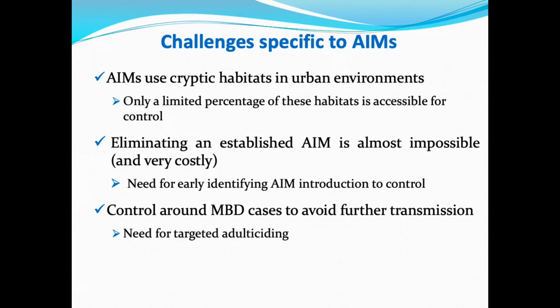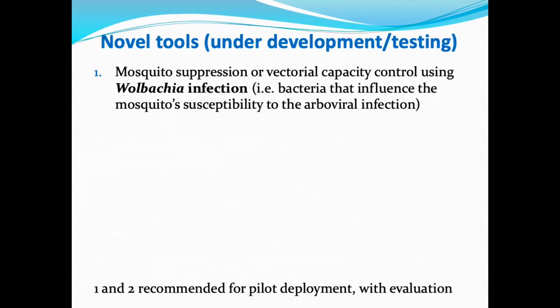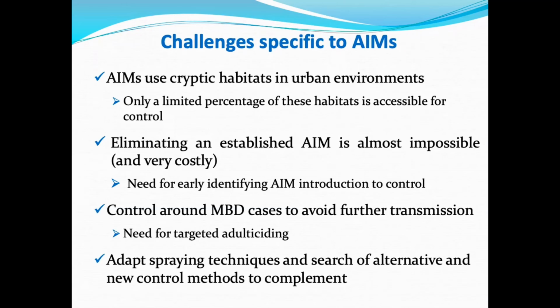So controlling around the mosquito-borne disease cases to avoid further transmission, that's really the target during outbreaks. There we have a need for targeted adult killing, and that's the case where we suggest adult killing. And of course, what is also challenging is to adapt the spraying technique to the target, to the breeding sites that we are facing, and to search for alternative and new control methods to complement these classical techniques. So you had a previous talk about that, but I made a short list of what is existing.